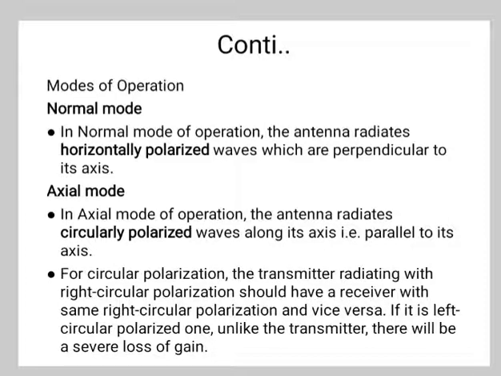Before going to the modes of operation, two identical half-wave dipoles are placed at right angles to each other and are fed in phase. These dipoles are excited 90° out of phase with each other, and the turnstile array can also be termed a cross dipole array.